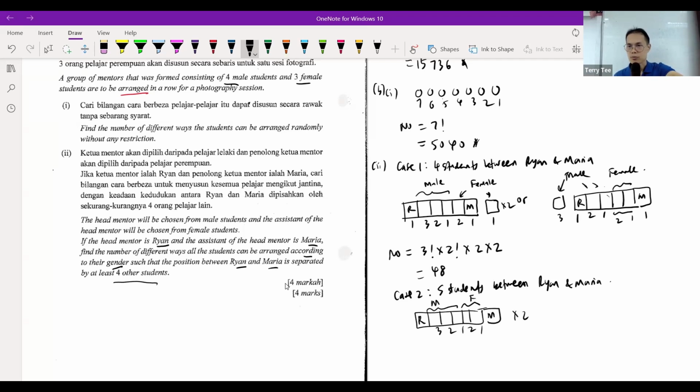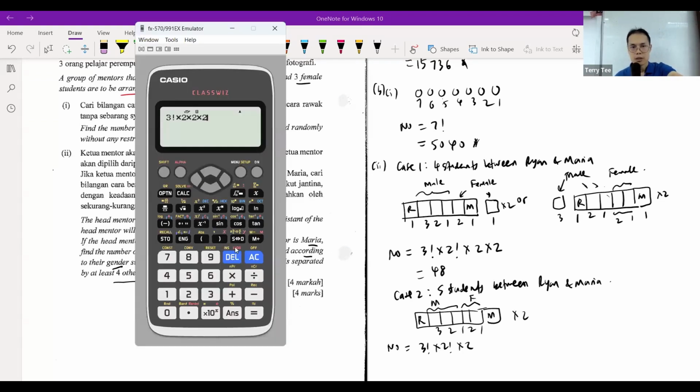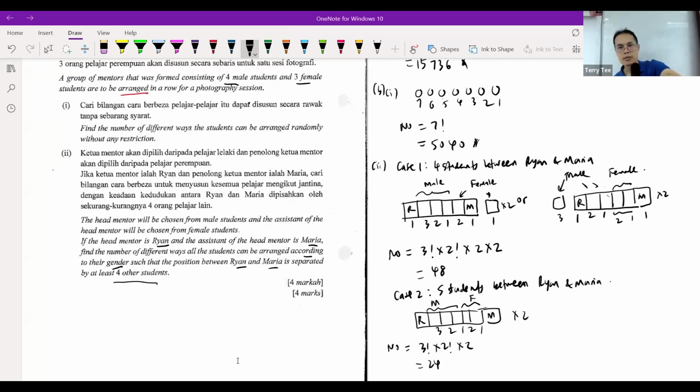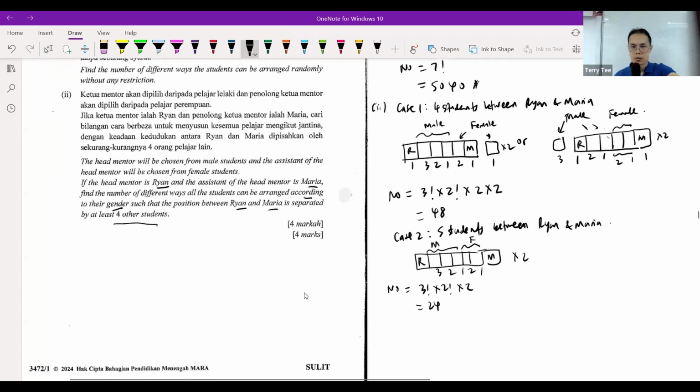This one I put a times 2 here to help you understand, right? So your number of ways will be 3 factorial times 2 factorial times 2. 3 factorial again is 6 times 2 factorial, which is 2 times another 2, 24. So what is your total number of ways? Your total number of ways will be 48 plus 24. That gives us 72. Yeah, so there are 72 different ways to arrange them.